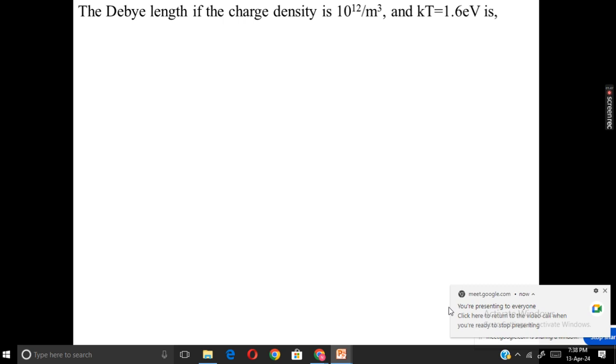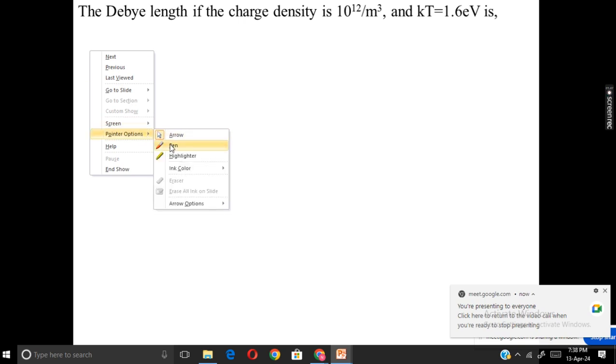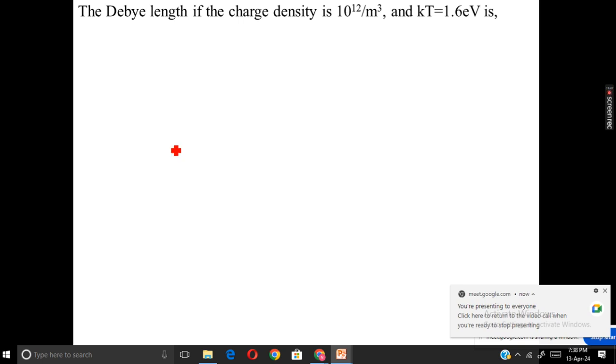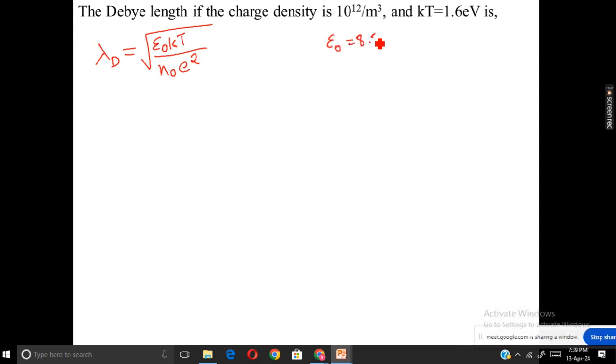The question is, the Debye length if the charge density is 10 raised to 12 per meter cube and kT is equal to 1.6 electron volt. As I said, Debye length is basically the distance up to which the influence of the charge is present within a plasma. So the equation for lambda d, Debye length, is root of epsilon 0 kT by n0 e square, where epsilon 0 is 8.85 into 10 raised to minus 12, a constant.